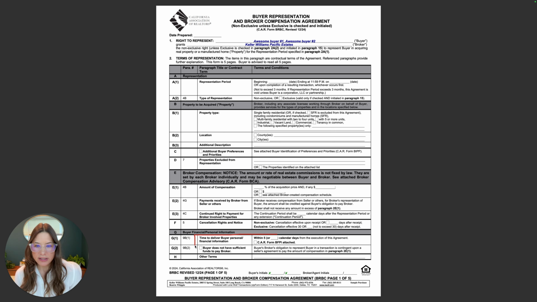Per this, the buyer is responsible for providing financial information to show that they are able to purchase within 5 days of signing this. And then if you don't have the money to pay your broker, you check this. So we know that we will only work with sellers who are willing to pay our fees, which in my experience since this came out has been 100% of sellers.